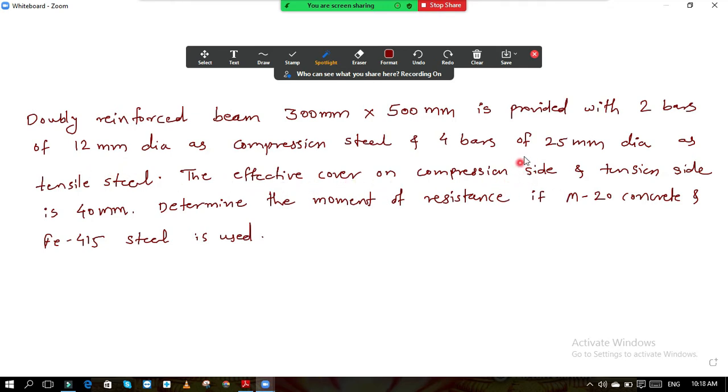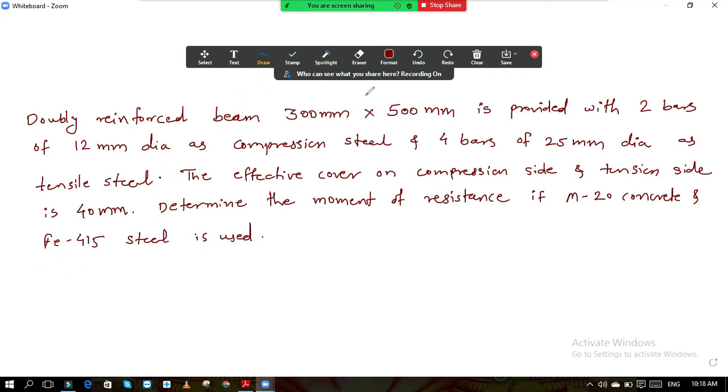And the effective cover on both sides, that is d dash on the compression side and dt on the tension side, is given as 40 mm. Remember this is the effective cover, so we directly subtract it from the depth. There is no need to add half of the bar diameter and clear cover. This is not a clear cover. Determine the moment of resistance, that is Mu or Mr or Mu limiting, if M20 concrete and Fe415 steel is used. Now here Fe415 steel is there.